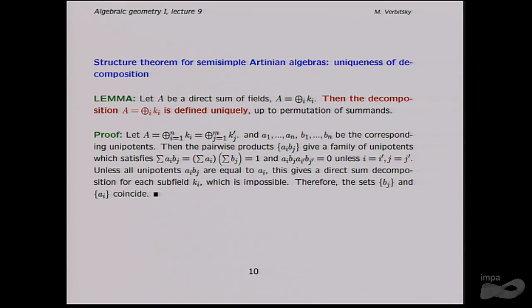So if you have a direct sum of Ki, then this decomposition into fields Ki is unique up to permutation. Questions?